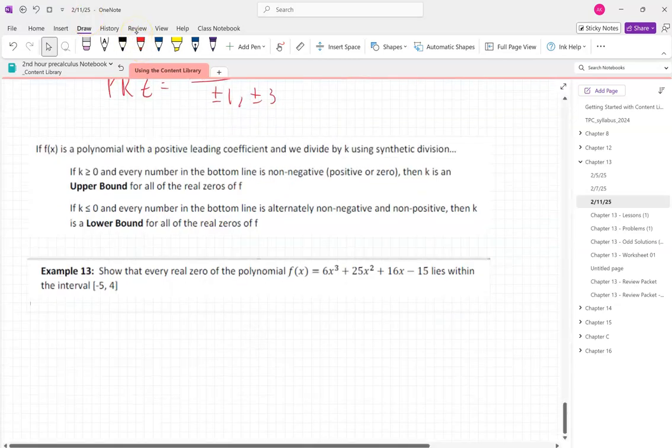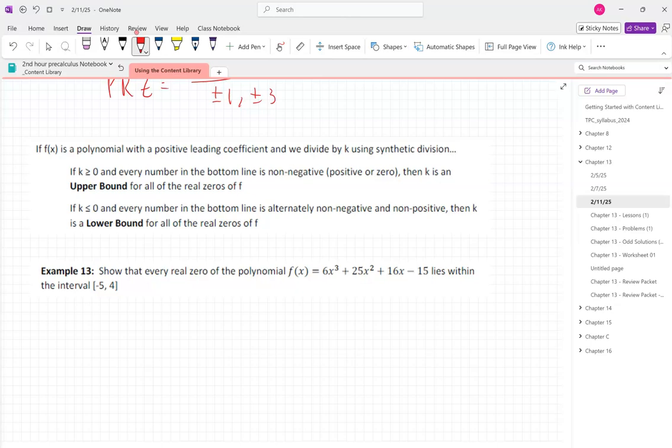All right, it says, show that every real zero of the polynomial f of x lies within the interval -5 to 4. So I want to show that -5 is a lower bound, and then I want to show that +4 is an upper bound.